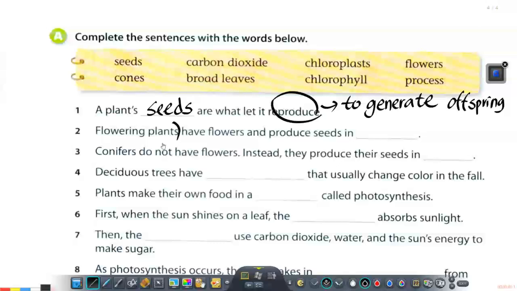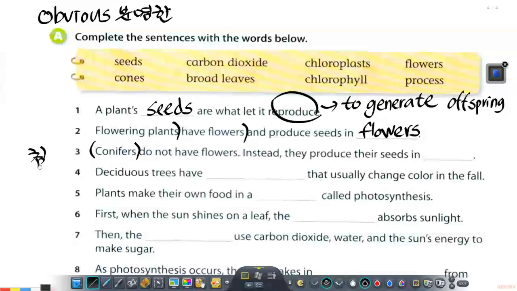Flowering plants have flowers and produce seeds in flowers. Very easy. Very obvious. Obvious. Meaning 분명한, 너무나 뻔한. That's obvious. And conifers, 침엽수. Remember this? Yes. That's one of them. Conifers do not have flowers. Instead, 대신에 they produce their seeds in cones. Exactly, cones. 솔방울.